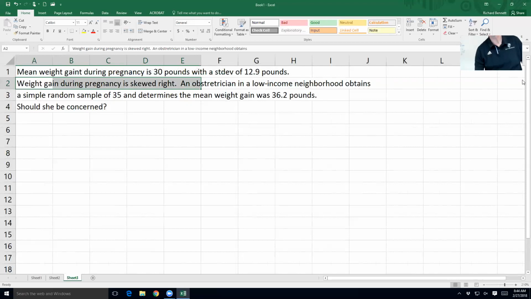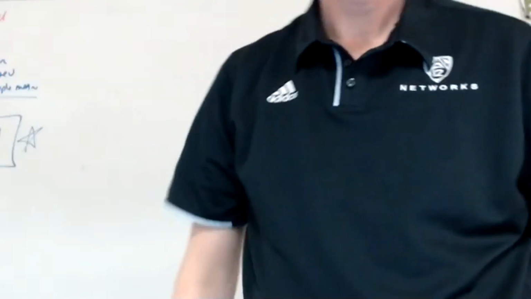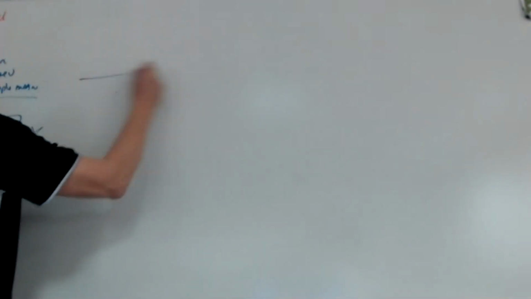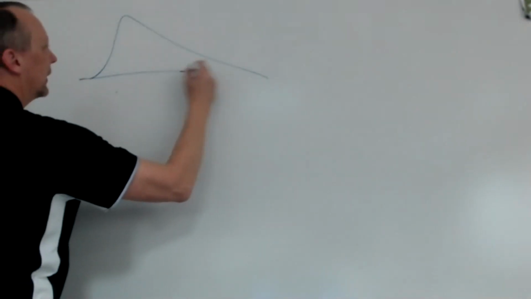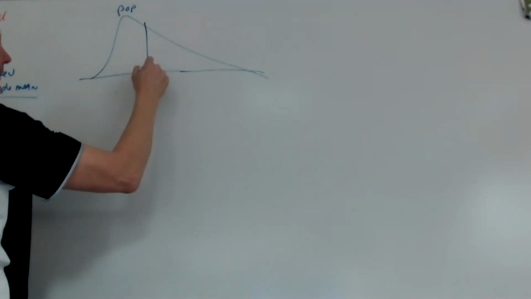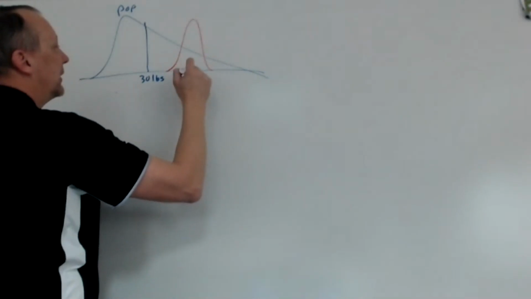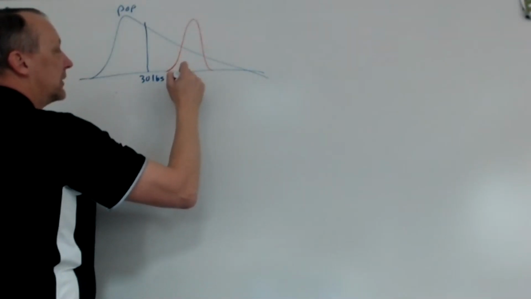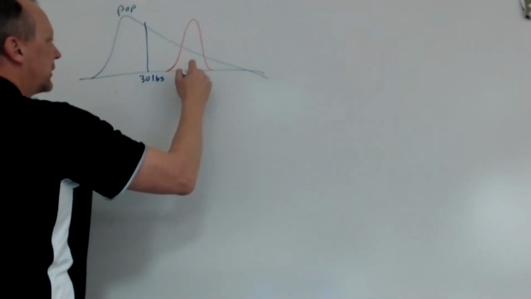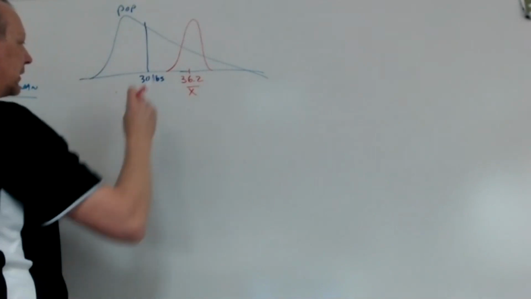All right, so let's talk about this for a second. So according to the central limit theorem, skewed right would mean that it would look like this, right? This is the population, and let's say the mean would be about 30 pounds. And according to the central limit theorem, I've got a sample size of what according to this problem? 35. Regardless of the underlying distribution, I'm going to get a nice normal distribution. In this case, it was 36.2 pounds. So this is going to be my X bar. This is going to be my mu.